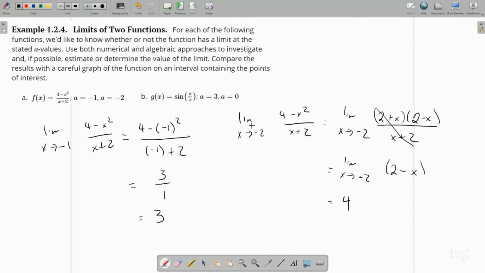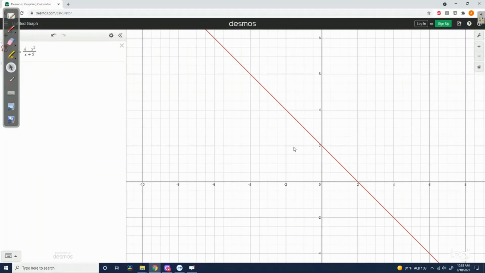And so the last thing we want to do is check this by looking at the graph. So let's look at the graph. Okay, so here's a picture of the graph, and if you look at it, as we approach the value negative 2, we get a value that's very close to 4. And in fact, when we factor this out, we got a line, and that's in fact what this line is. So we can see that our values make sense.